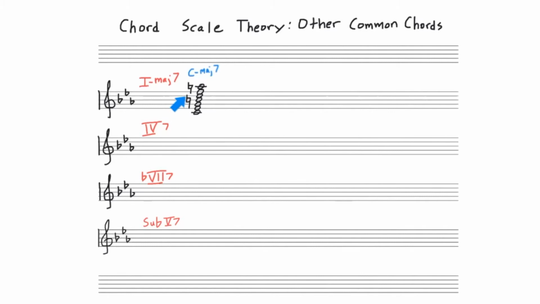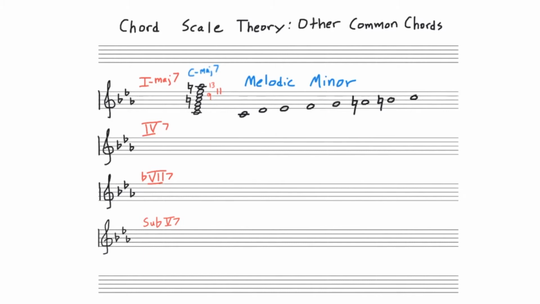D, a whole step above C, is a 9 and it's available. F, a whole step above E flat, is an 11 and it's available. And A, a whole step above G, is a 13 and it's an available tension. Taking this vertical structure and turning it into a horizontal scale, we have the C melodic minor scale.